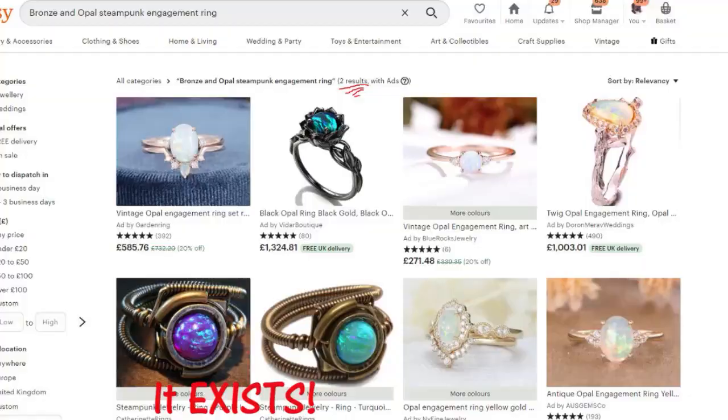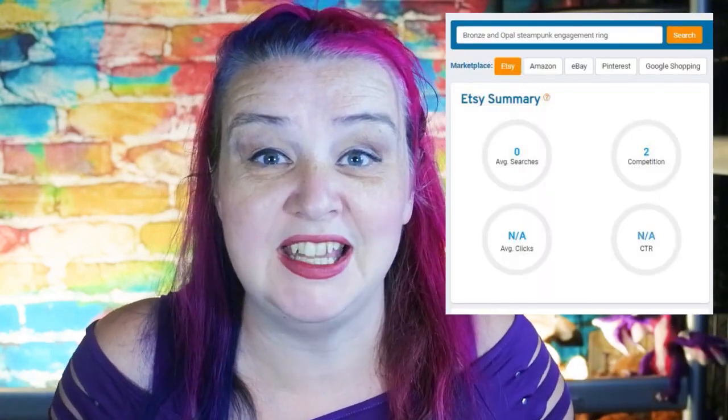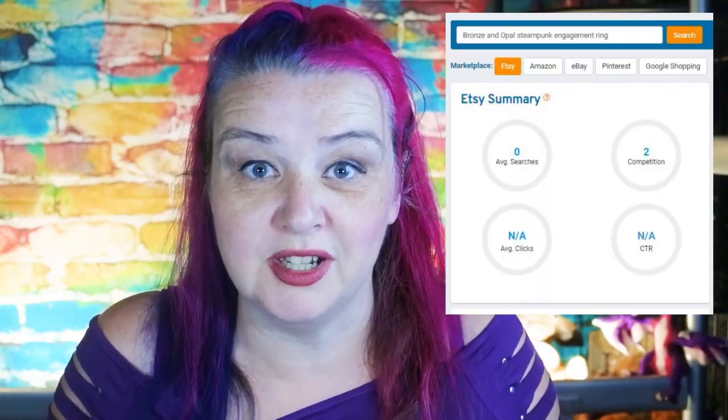But the example of the bronze and opal steampunk engagement ring, that is so super specific that if somebody searched for that and saw your item, they would be very likely to buy it. However, the chance of someone searching for it is pretty low. This is an example of what's called a long-tail keyword. And an example like this is so long-tail as to barely be a keyword at all because no one's actually searching for it. Obviously, the holy grail for keywords would be to find a keyword that lots of people are searching for, but there's practically no listing, so nobody's competing against you.